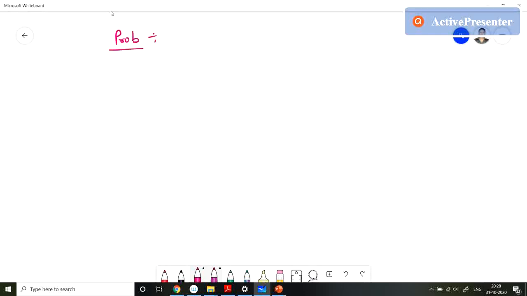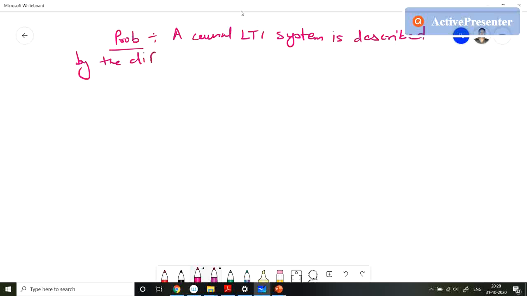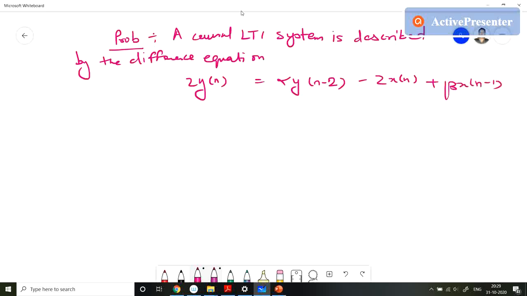So the problem is, a causal LTI system is described by the difference equation, and the equation is 2y[n] is equal to alpha y[n-2] minus 2x[n] plus beta x[n-1].